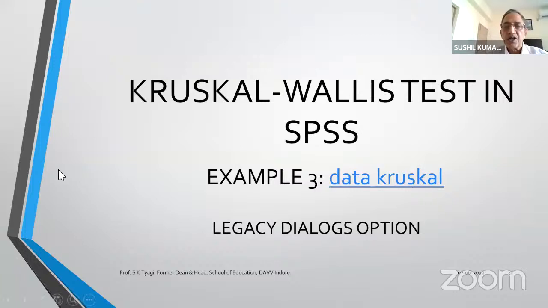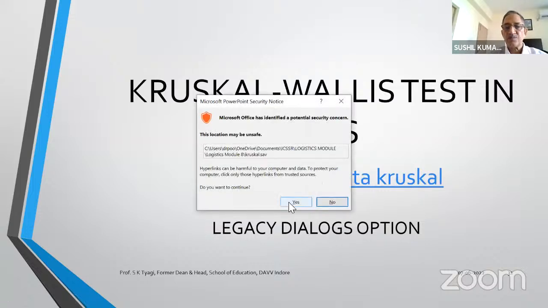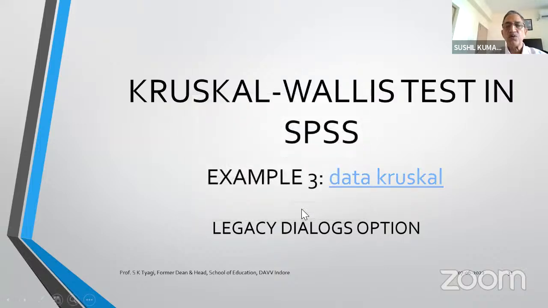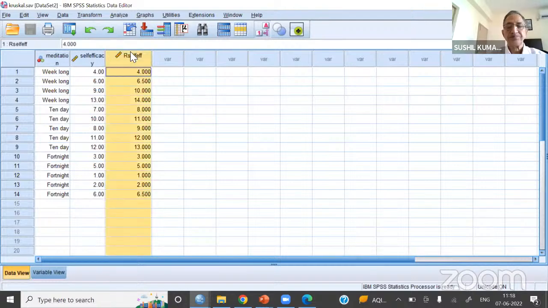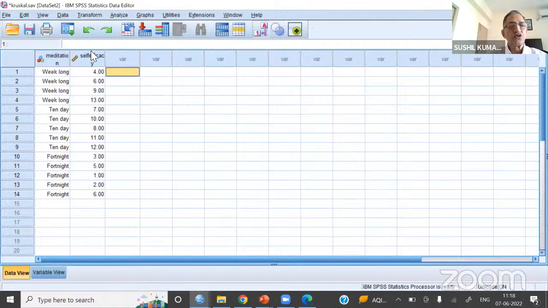Now, let us look at another option, which is known as the legacy dialog option. I take this data and I have these 2 variables. One is meditation, week-long meditation. One particular group is treated through a week-long meditation program, another group through a 10 days program, and the next through a fortnightly program, 15 days. So 7 days, 10 days, and 15 days, and we want to see results in terms of self-efficacy. These are the self-efficacy scores, and these are the three groups with 3 different treatments.